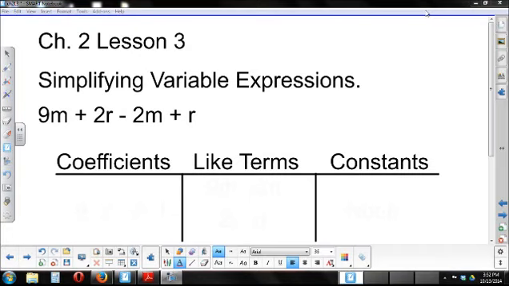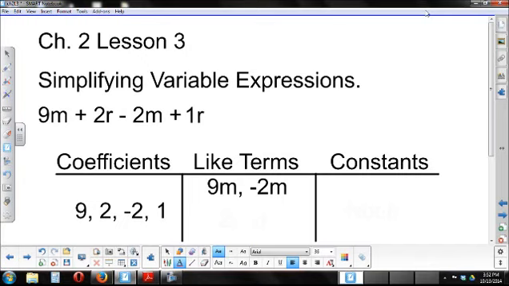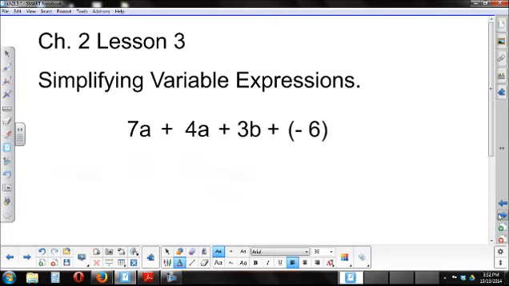Okay, welcome back. Let's look. Our coefficients, 9, 2, negative 2, and 1, because remember, don't forget about that Ninja 1 hiding in front of that r. Like terms, we have 9m and negative 2m, but then there's another set of like terms in this expression, 2r and 1r. And finally, do we have any constants in this? No, we do not. Very good.